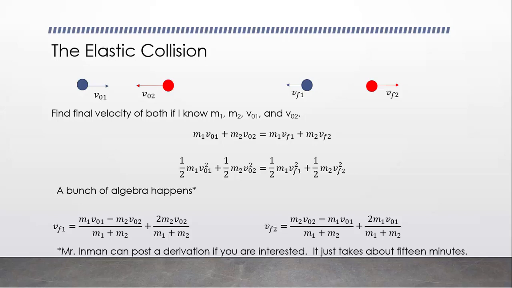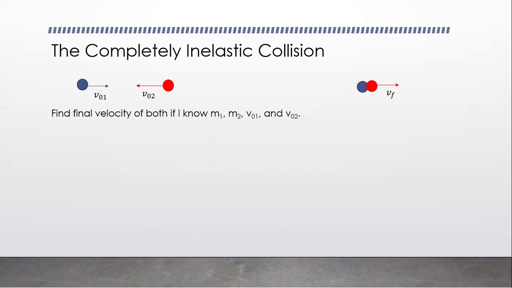You can actually check to make sure that this is true. If you want to check, plug them into either v final 1, v final 2, or v final 1 squared, v final 2 squared, and work them out, and you'll see that this actually works out that way. So the second one is my completely inelastic collision.